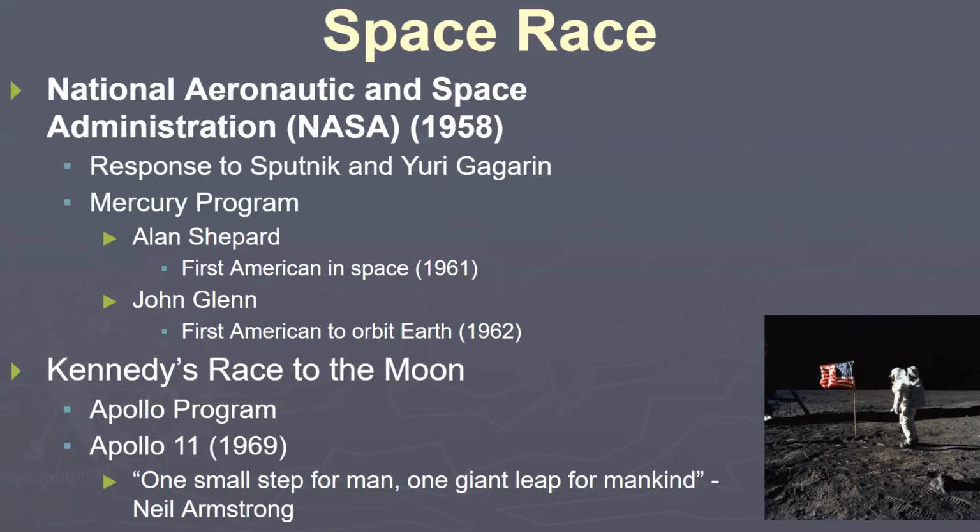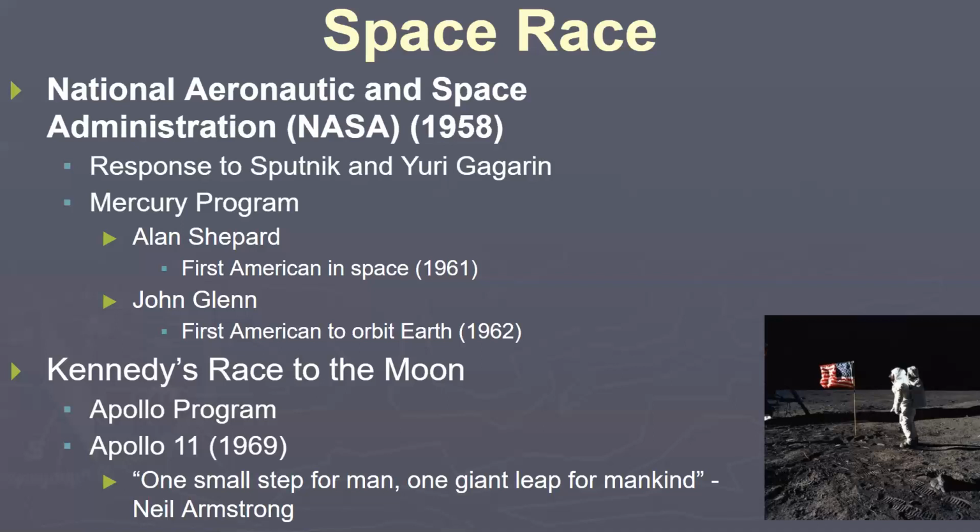The space race was a huge time in our era, extremely important to the growth of the United States. NASA was created in 1958 as a response to the Soviet satellite Sputnik and Yuri Gagarin, who was the first human being to go into space. He orbited the planet. After that, the U.S. thought, oh, we should probably get something going. Sputnik was launched in 57, so NASA followed shortly.